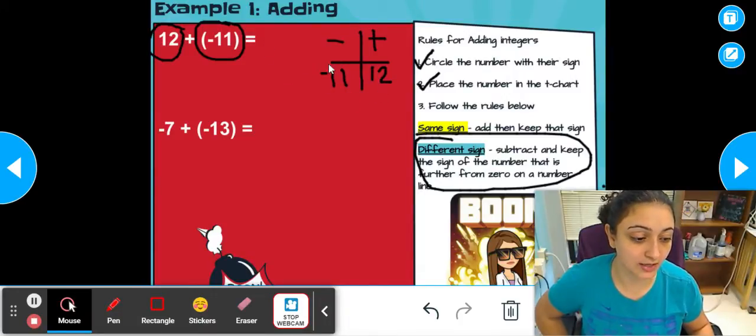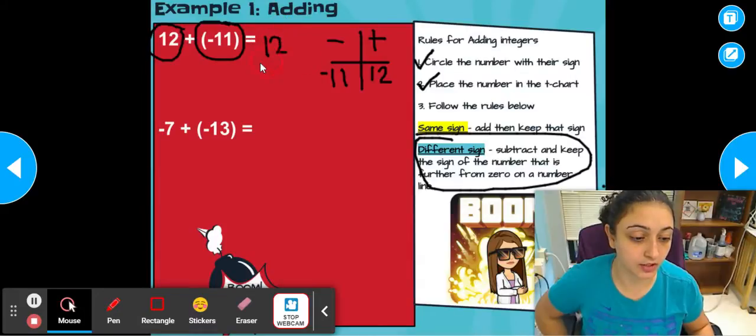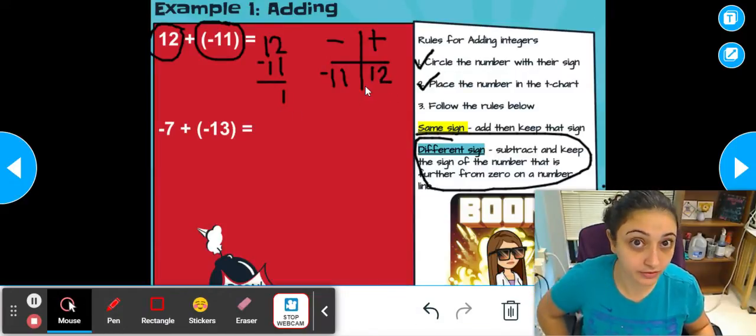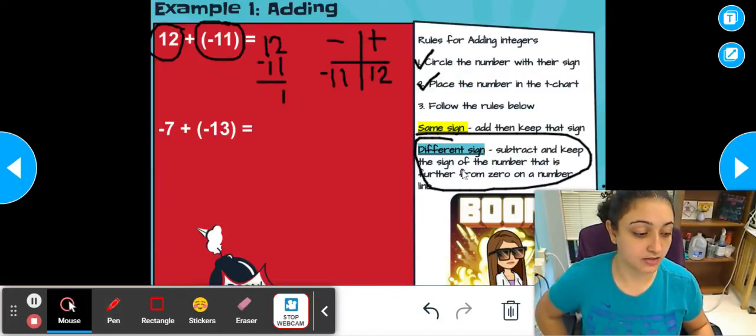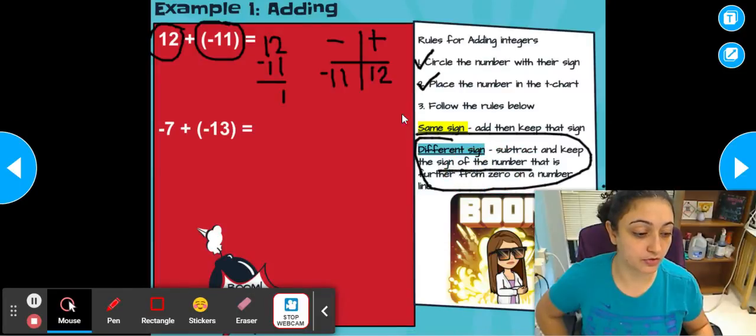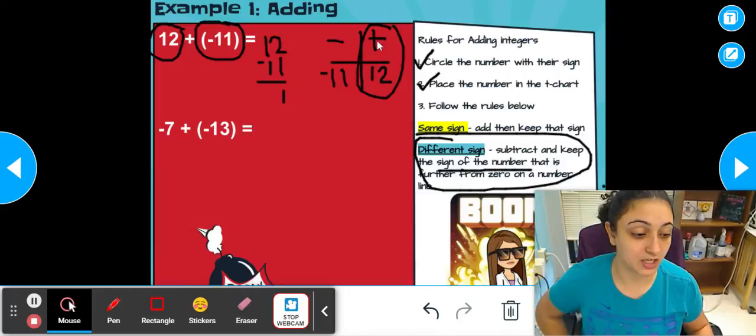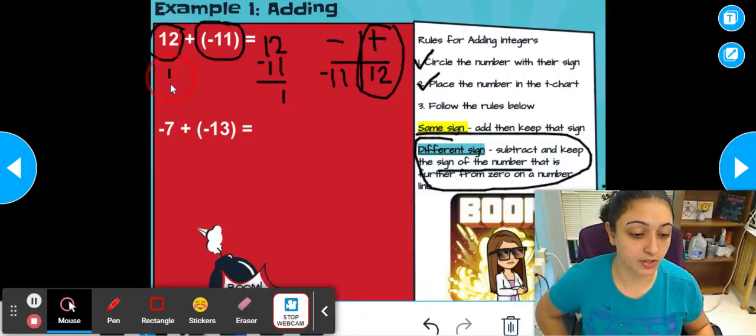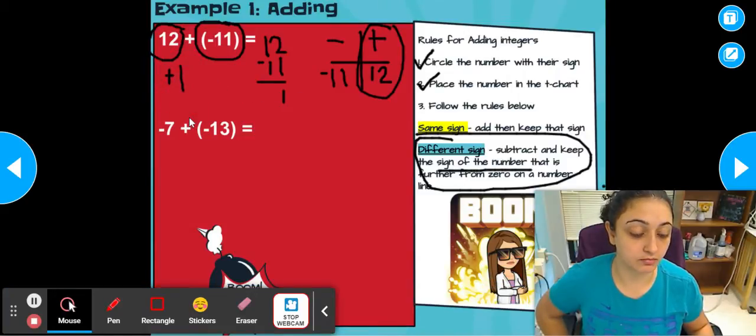And so you take 11 from 12, and we can go out here and do the work, though you may be able to do this in your head. We get 1. 12 minus 11 is 1. And it says that we need to keep the sign of the number that's furthest from 0. If I look at that, that's this number right here, 12, so I'm going to keep this sign. So my answer becomes a positive 1.